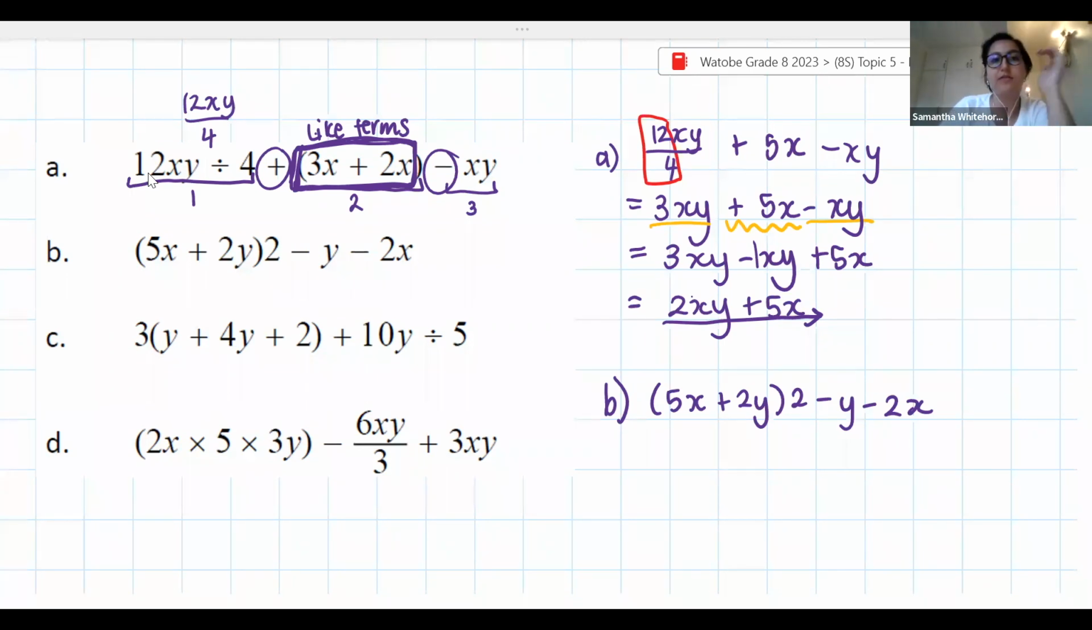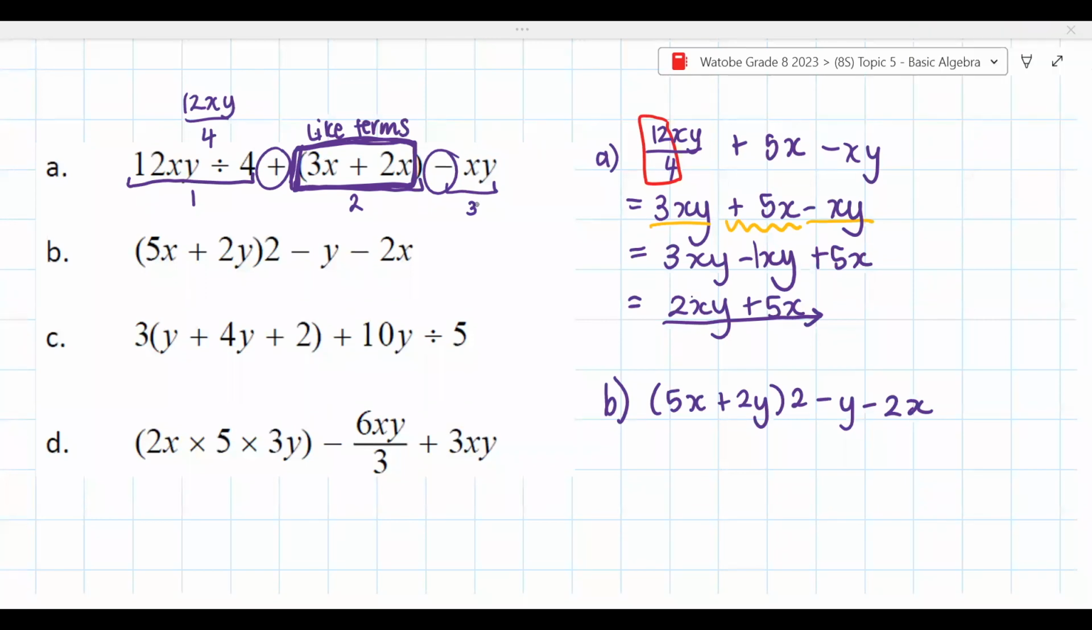Okay, anyone feeling brave to raise their hand and explain how they did question B? Triple, do you want to explain this one for us? Yes. So I got 8x plus 3y. So I said 5x. Wait, let me just check where I'm.